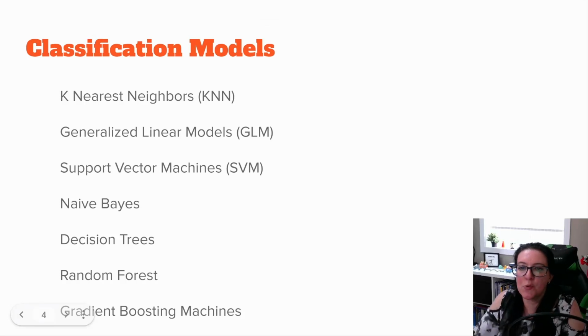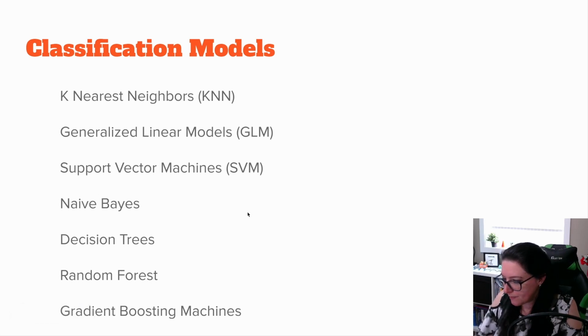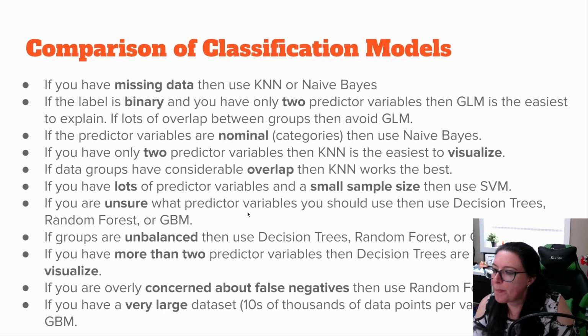In our last couple of videos, we've been looking at classification models, particularly decision trees, random forest, and gradient boosting machines. And for these three models, just to recap here, the benefit of using decision trees, random forest, or gradient boosting machines is that you can use them if you're unsure what predictor variables you should use, although we've been talking about how it's important to narrow it down as much as possible in order to improve the model.